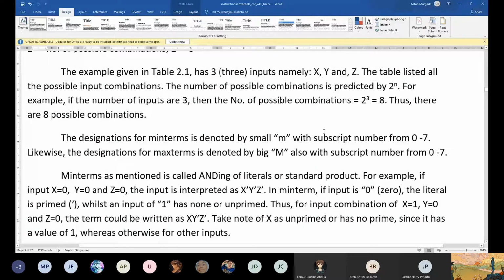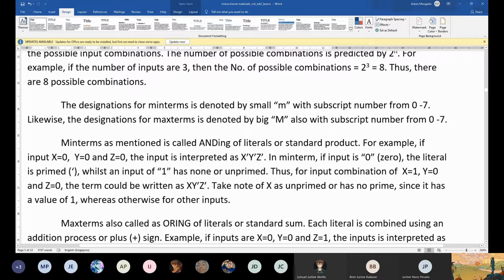It's all mentioned here, what I've explained earlier. If you have 3 inputs, we shall have 8 possible combinations. So it follows 2 to the n. Small m means minterms, big M means max terms.